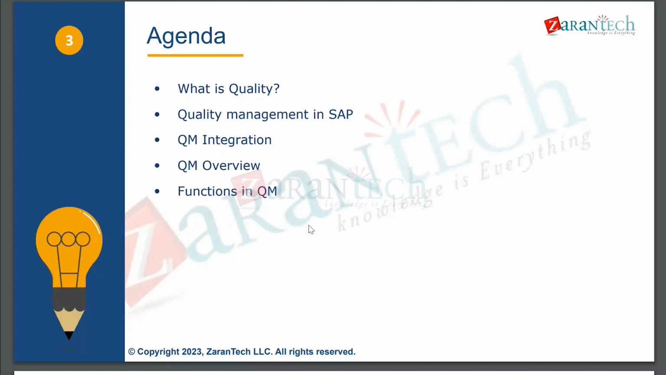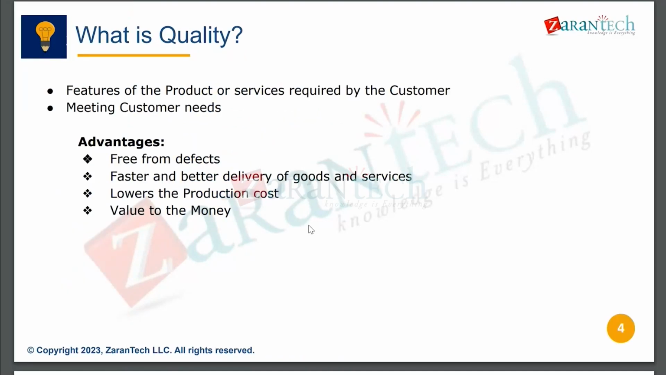First, in simple terminology, quality is the features of the product and services required by the customer. The main thing is customer needs and customer satisfaction. If the customer is satisfied by a product, the organization gets more demand from customers, and based on that their sales and revenue will increase. That's where quality plays a major role.